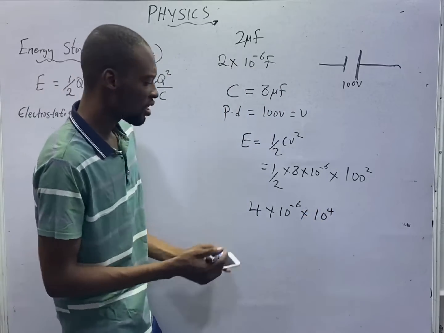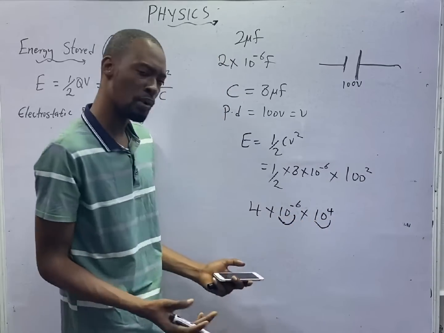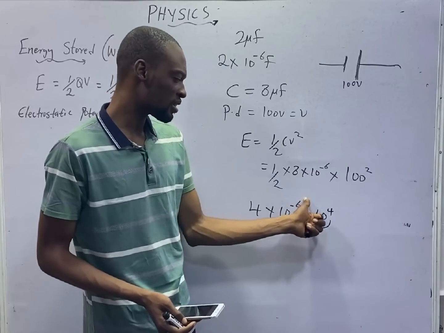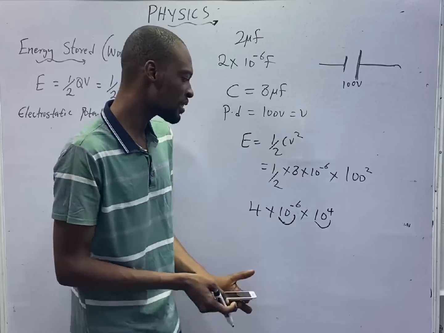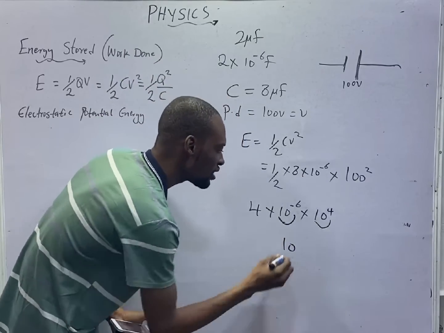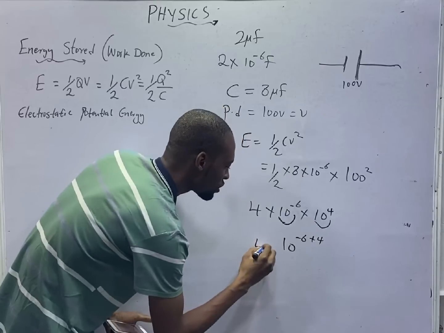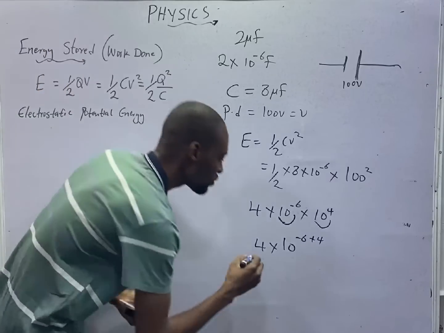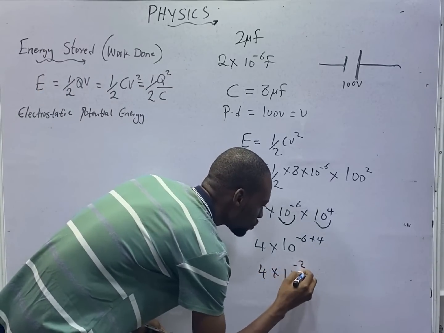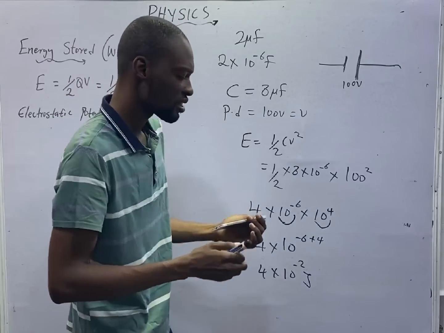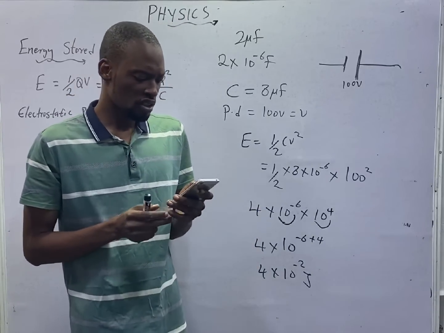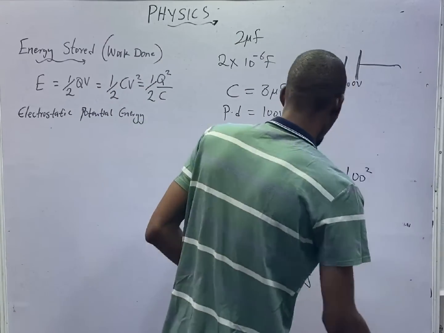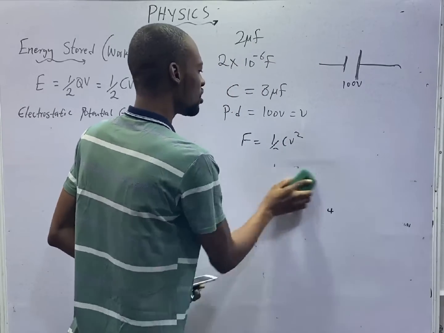When the bases are the same, you add the powers, as far as multiplication is concerned. So 10 raised to the power of minus 6 times 10 raised to the power of 4 is the same thing as picking one of the 10 and saying minus 6 plus 4. So we have 4 times 10 raised to the power of minus 6 plus 4, and that should give you 4 times 10 raised to the power of minus 2 joules. That is the energy stored in the capacitor. Before I proceed to the last question, almost all the questions just require your substitution skill. That is all, nothing much.